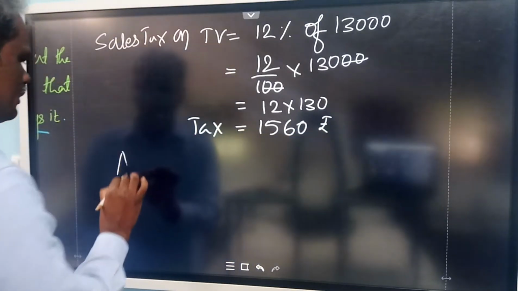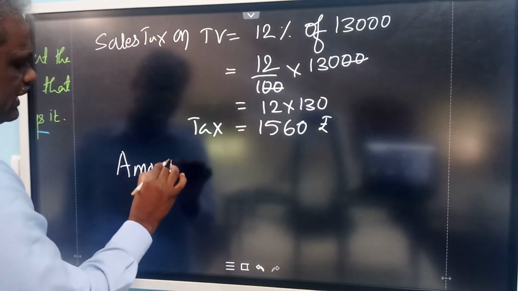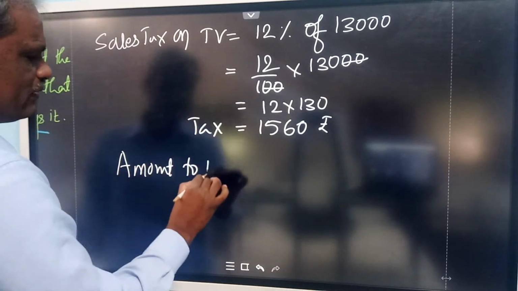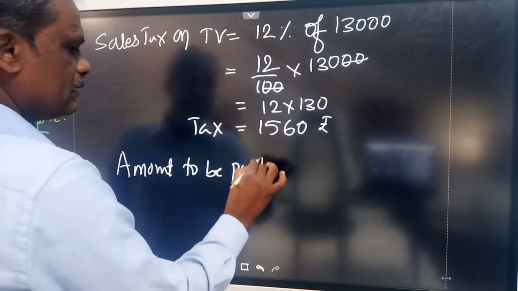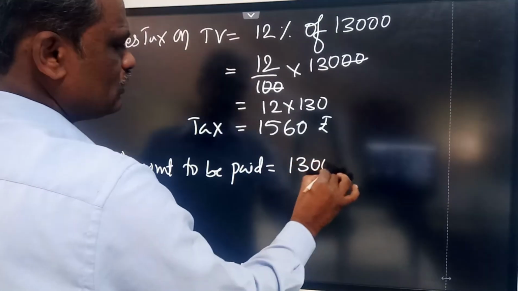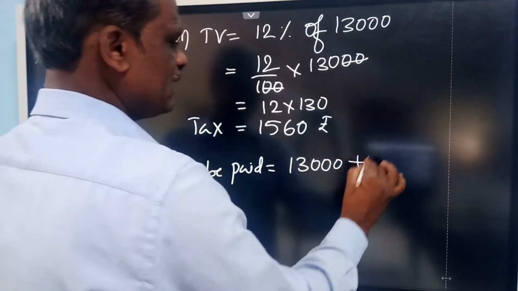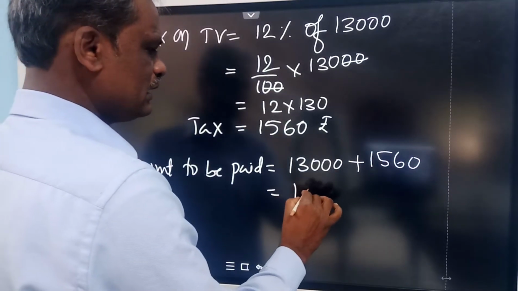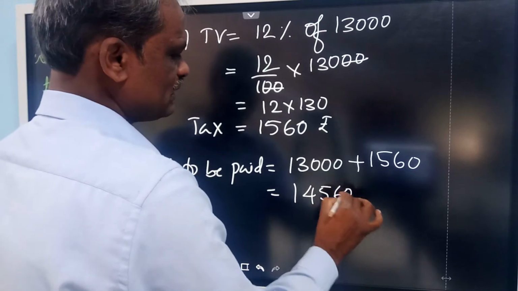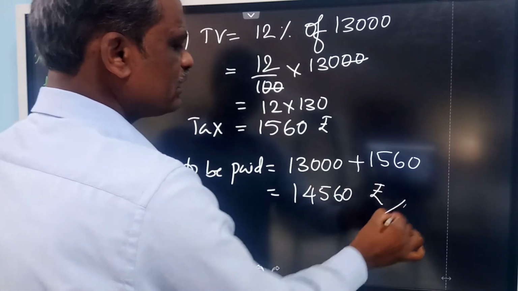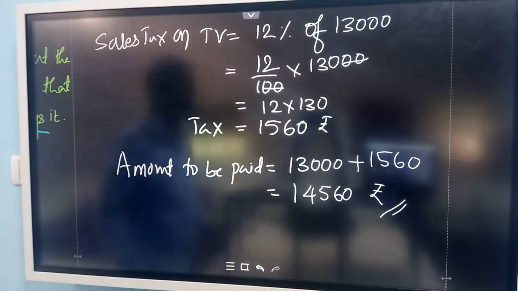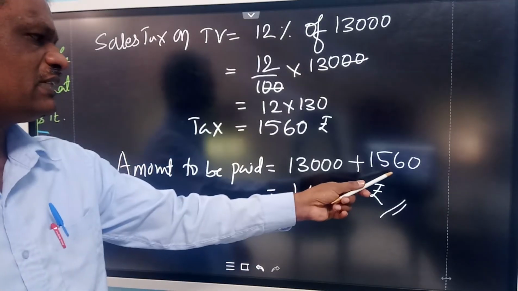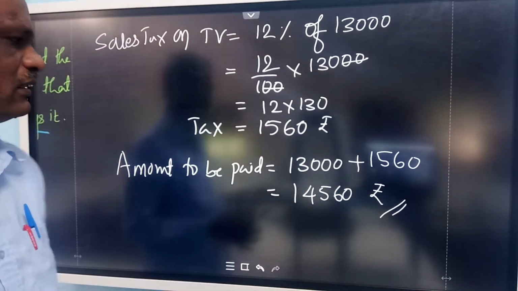Now the amount he has to pay to buy this is 13,000 plus 1,560. 13,000 rupees is the price, then the tax is 1,560. The total amount is 14,560 rupees. So this is the amount he has to pay. This 14,560 includes the tax and the price of the TV.